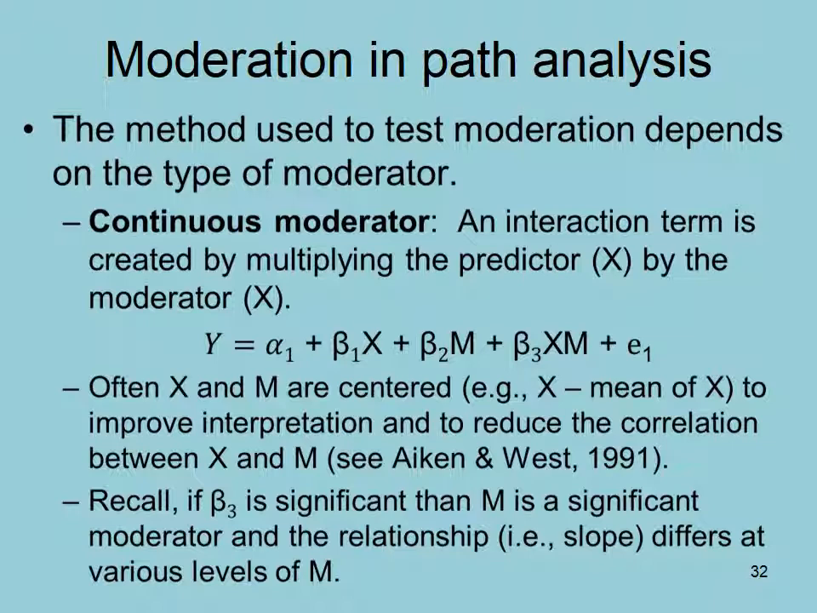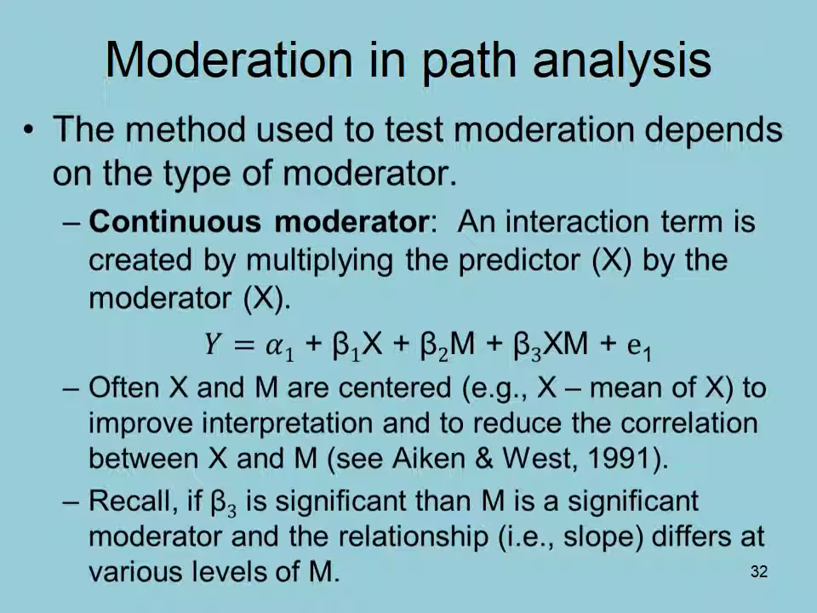When your moderators are continuous, you follow the exact same approach you would have in your other regression courses. Essentially, what's most commonly done is you center each of your variables, your x and your moderator variable, and then take the product of those two and use that as your interaction term or your moderation effect.